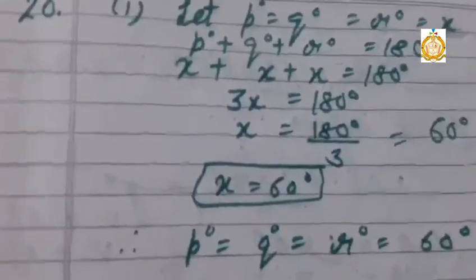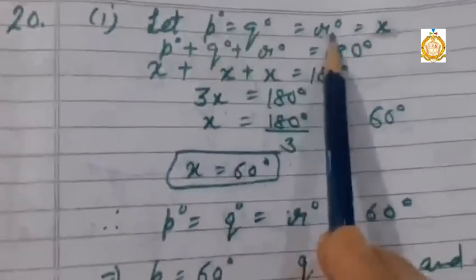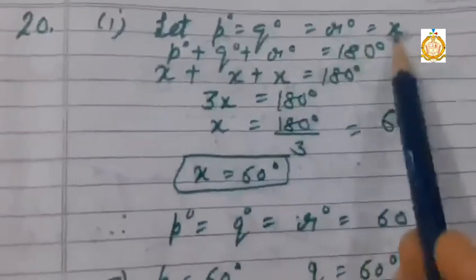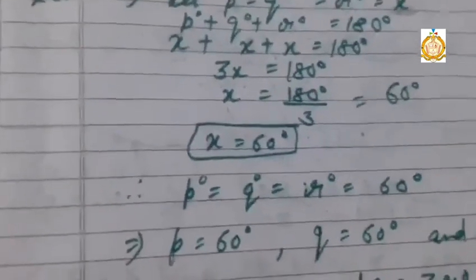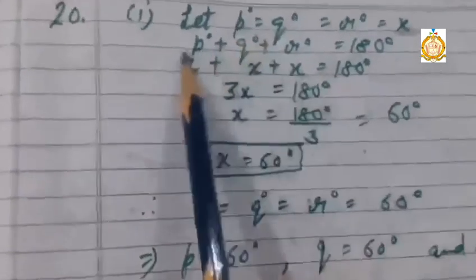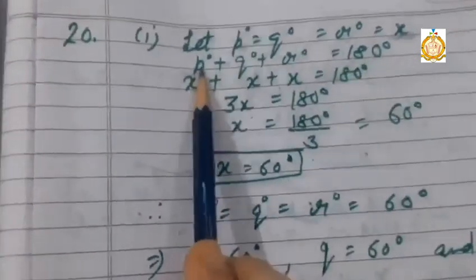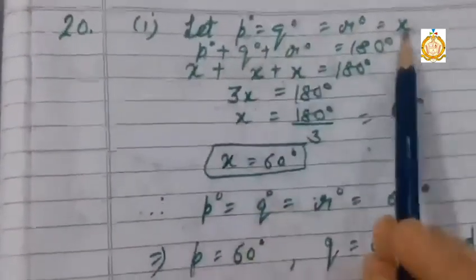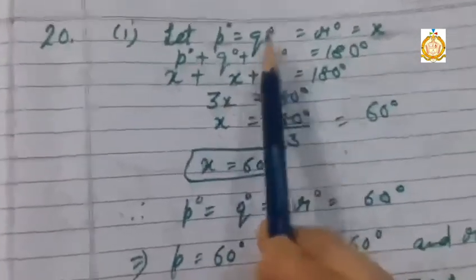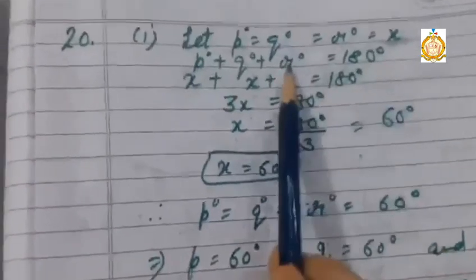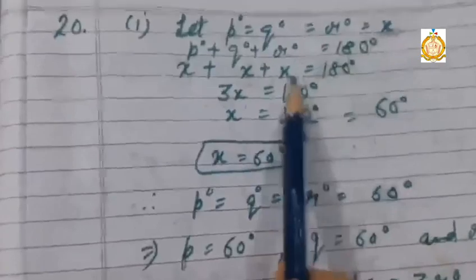We will let these equal x because all are equal, so we are mentioning a common variable x. As PQR lies on a straight line, all these angles would sum up to 180 degrees. So in place of P we can write x because P is equal to x. Again in place of Q we write x, as Q is also equal to x, and in place of R again writing x. R's value is also x.